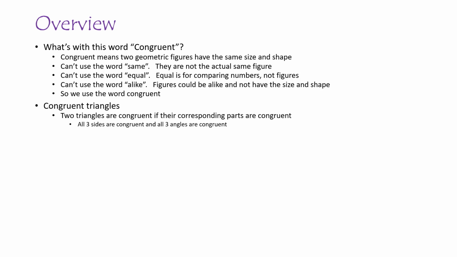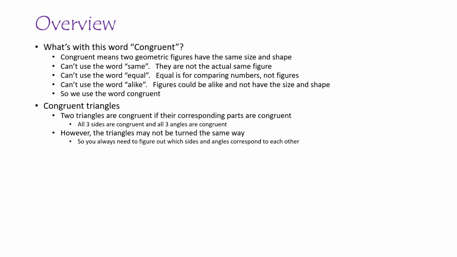Okay, so what does it mean for two triangles to be congruent? Well, they're congruent if their corresponding parts are congruent. Triangles have three sides and three angles, and for two triangles to be congruent, all three sides need to be congruent and all three angles need to be congruent.